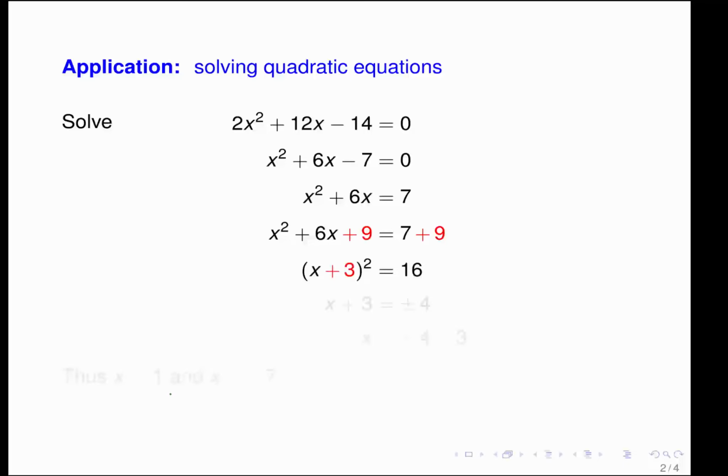As we saw in the previous slide, the left-hand side can then be factorized into the binomial x plus 3 all squared. Notice that completing the square ultimately transforms the equation, so that the unknown variable x now appears only once in the equation, rather than twice. We then take square roots of both sides, and then simply rearrange for x.